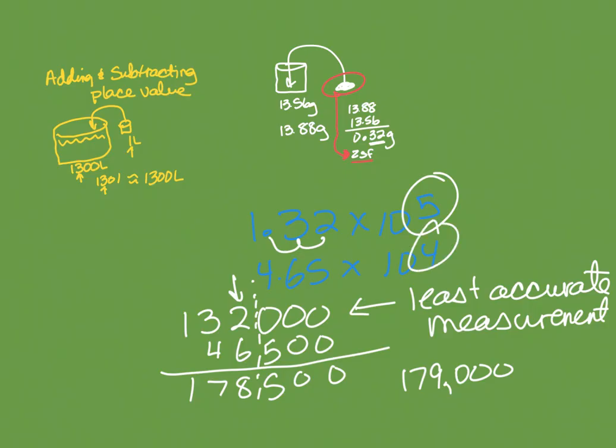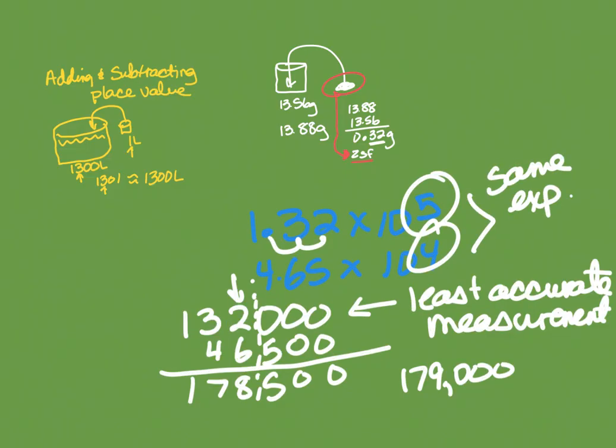Now, a lot of times, if this is like 10 to the 5th and 10 to the 4th, or 10 to the minus 12, you don't want to write this out. So how do you change them so that they have the same exponent? You need to make them the same exponent. So we'll show you how to do that.